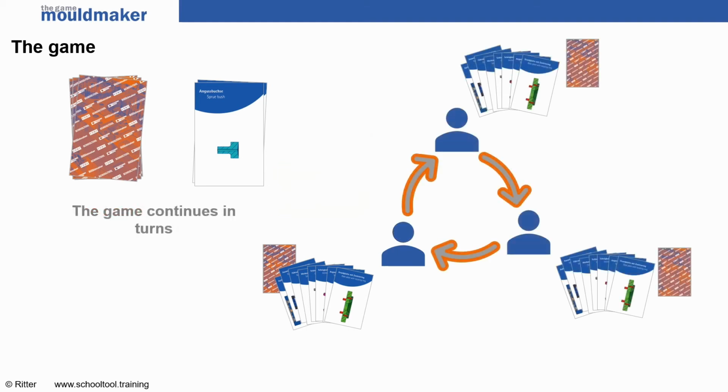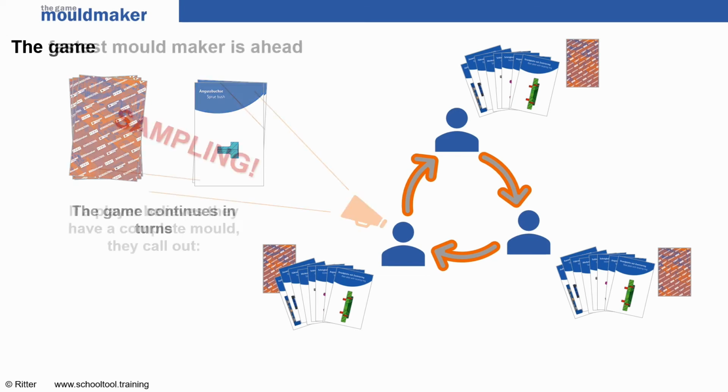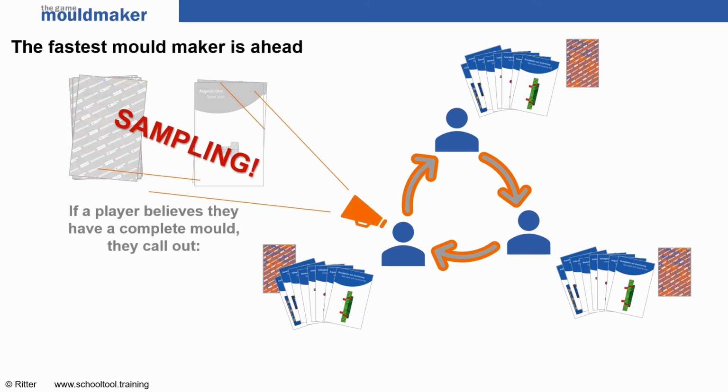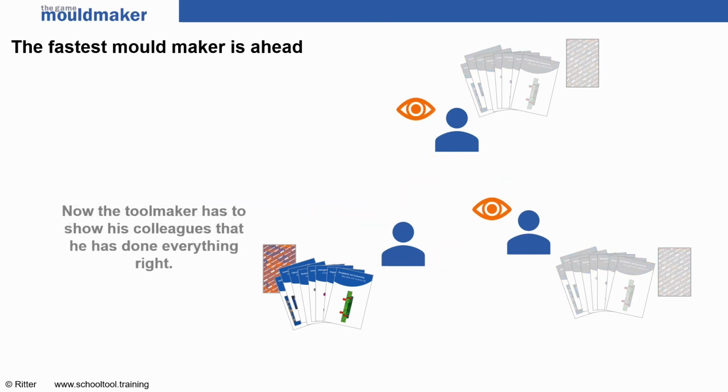So the game continues in turns, clockwise or counterclockwise. It's up to you. You decide this. And then the fastest mold maker is ahead, because if the player believes that they have a complete mold, they need to call out sampling. Then the others are alerted, because now the mold maker has to show his colleagues that he has done everything right.